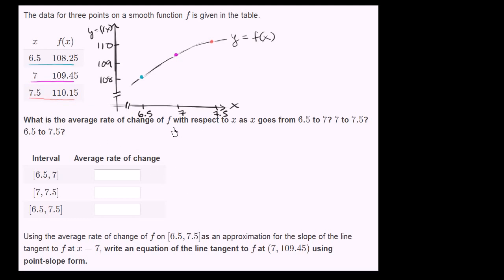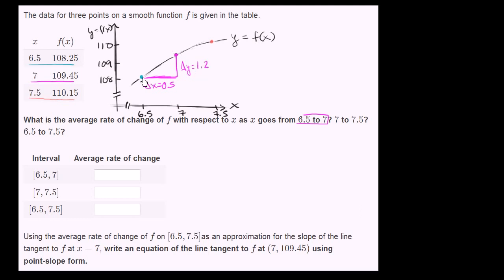What is the average rate of change of f with respect to x as x goes from 6.5 to 7, 7 to 7.5, and 6.5 to 7.5? So let's do them one at a time. 6.5 to 7. Our change in x here is 7 minus 6.5, which is equal to 0.5. And our change in y here is equal to, let's see, we end up at 109.45 minus 108.25, which is 1.2.